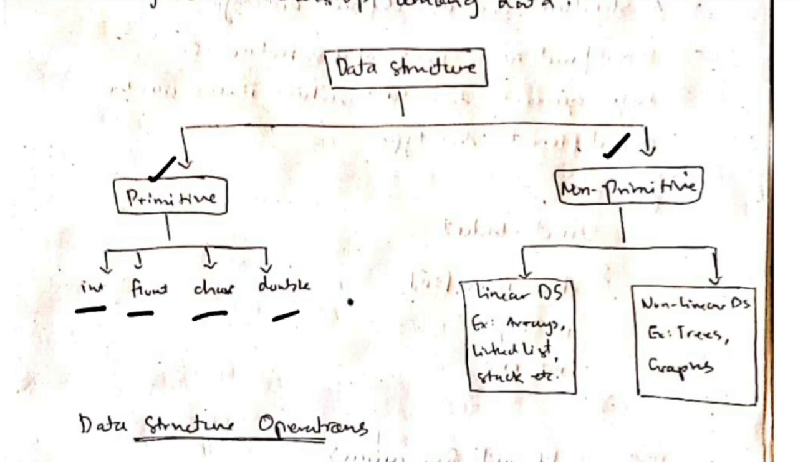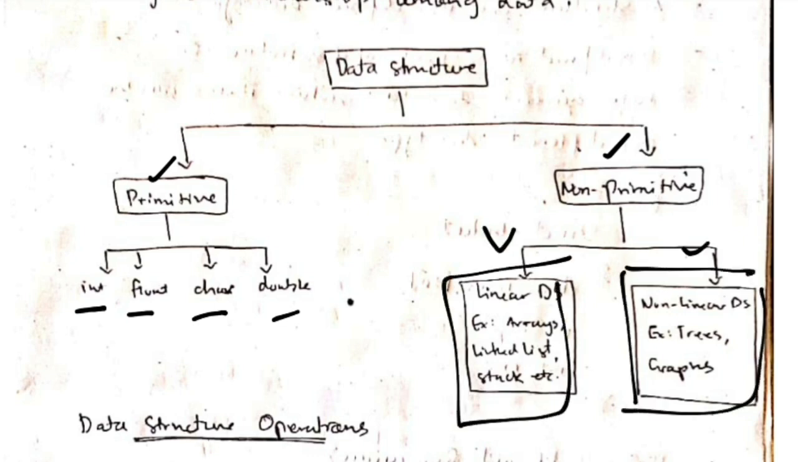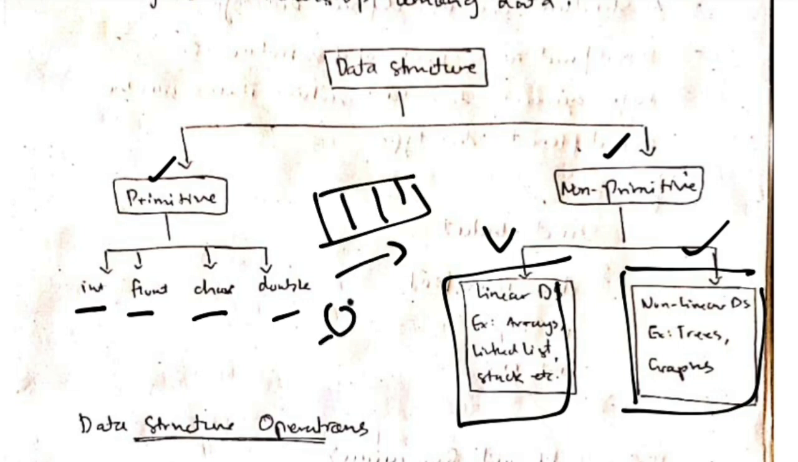In non-primitive, we have multiple data, which is further divided into two parts: linear and non-linear. In linear, the data is stored in a sequential order, like array and linked list, and in non-linear we have the data in a graph type. Those include trees and graphs.